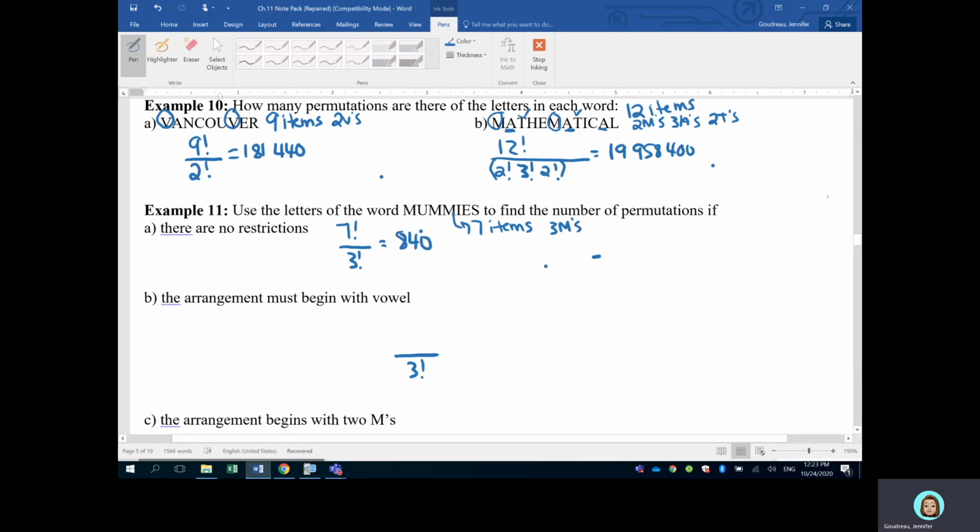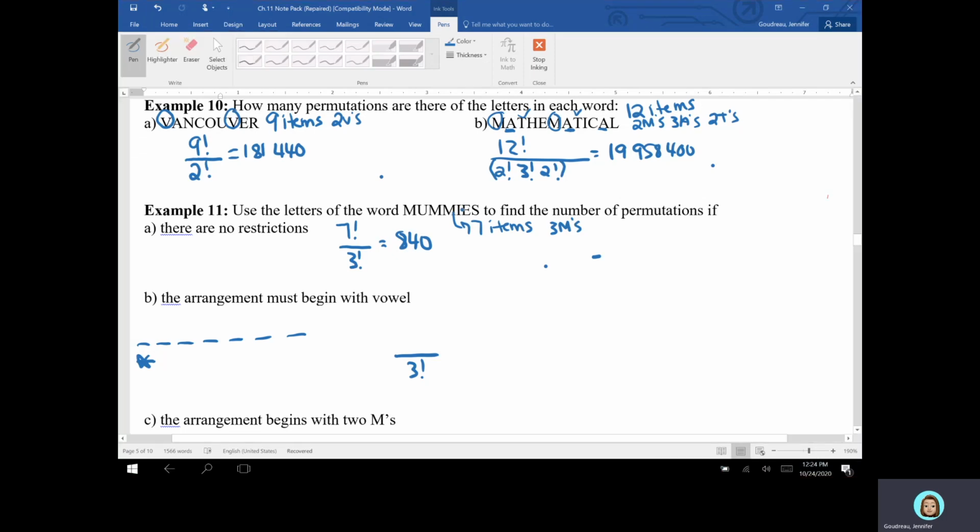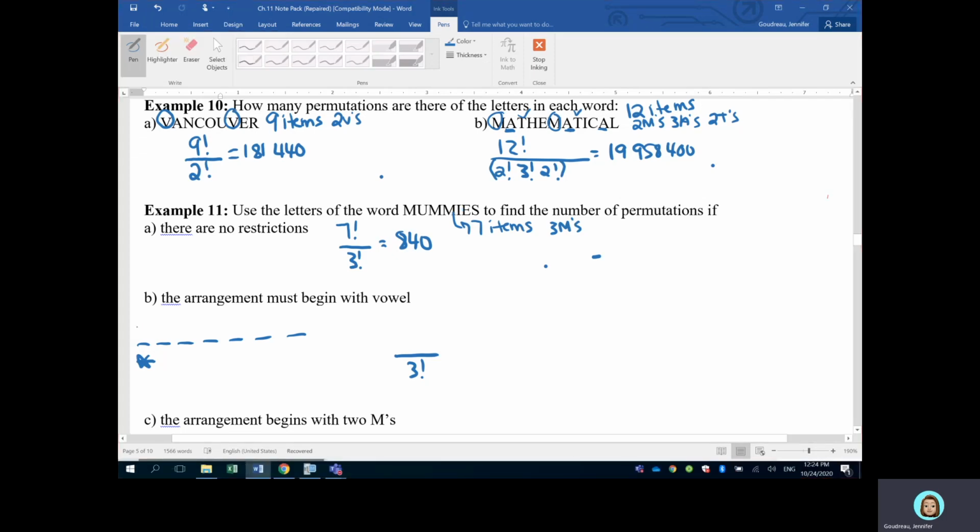All right, the arrangement must begin with a vowel. So I'm going to draw my 7 blanks. 1, 2, 3, 4, 5, 6, 7. We are talking about the starting of the arrangement. That's where my restriction is. So that's where we're going to start. And it has to start with a vowel. We have 3 vowels in this question. We have U, I, and E, which means I have 3 choices for that first position. Once I've placed one of the vowels, I cannot use it again.